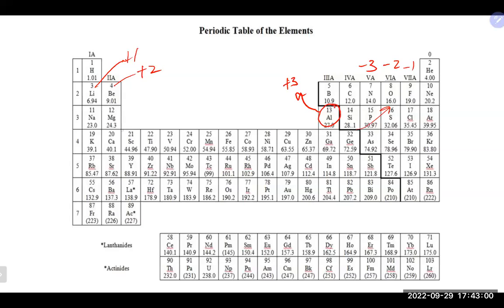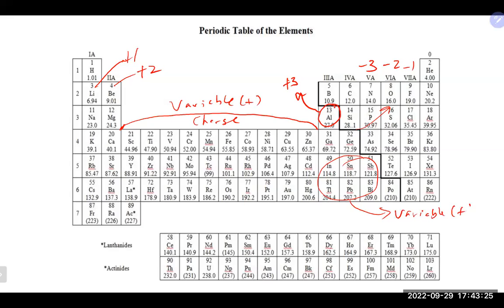For the most part, our transition metals here have a variable positive charge. In addition, even outside the transition metal region, in this region where we have things like lead and tin, which are metals underneath the staircase, they also have a variable positive charge as well.